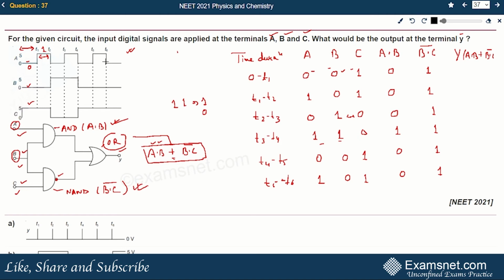Now what will be the resultant here? Here these two, A dot B and B dot C bar, are connected through OR. So if either one of them has a 1, then the resultant will be 1. So here the resultant will be 1, 1, 1, 1, 1, 1. It will be 0 only when both the signals have the value 0.